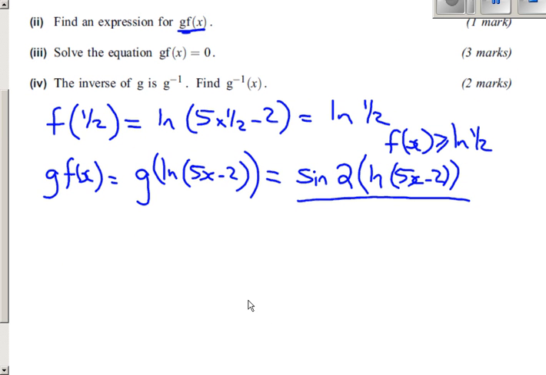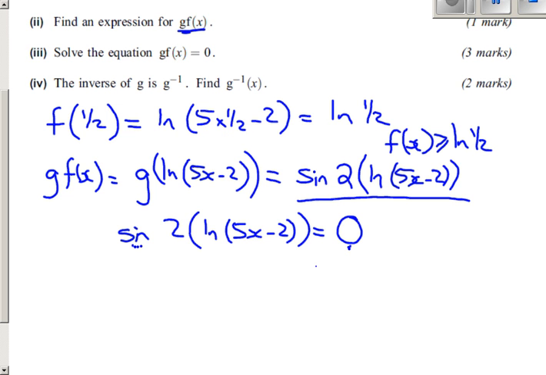Now it says, let's make that equal 0 and find out what the x value is going to be. So let's write this out then. All those brackets again, sine of 2 lots of the ln of 5x take away 2 equals 0. We need to unwrap all of this. First thing we've got to get rid of is this sine. So if we do the inverse sine of 0, well, we've still got 0. And we've got 2 the ln of 5x take away 2. Now divide both sides by 2, and we've still got 0.